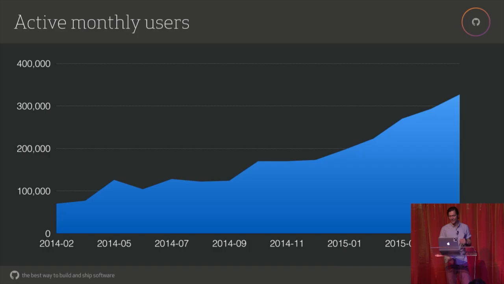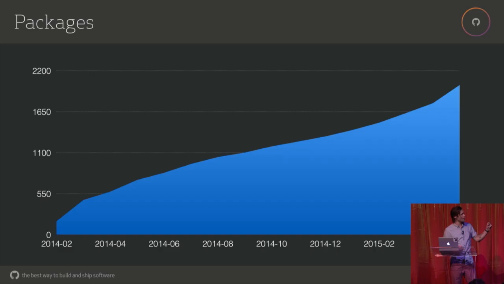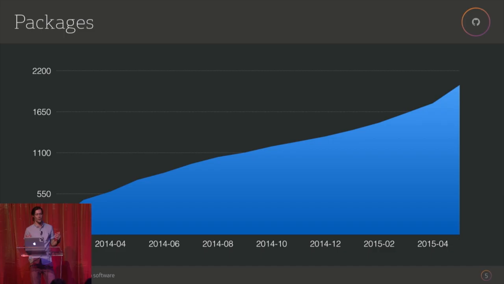But the user base is only one story. The developer community and the customizations are perhaps even more interesting. And so since we released last February, and I think this probably goes up and to the right a bit more this month, because like I said, this ends at the end of last month, we've passed 2,000 packages for everything from language support to running linters, running debuggers, all sorts of ways people have customized the editor.